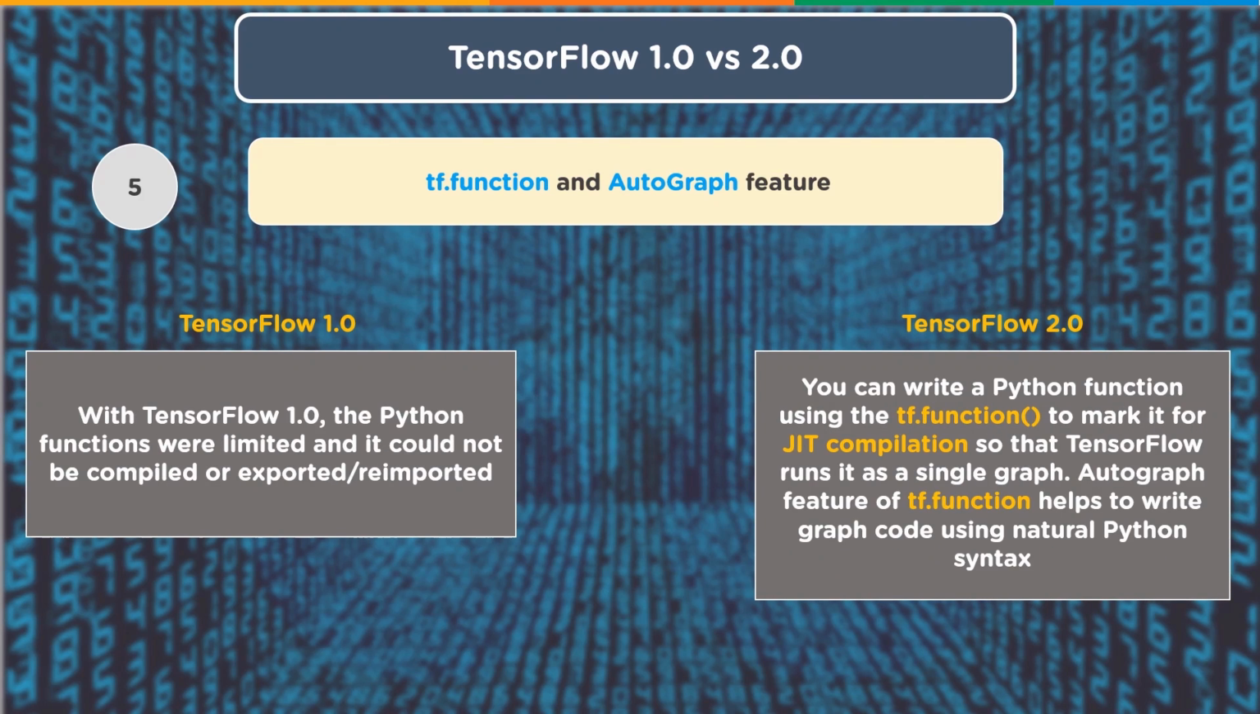And then we have our TF function and autograph feature. In the old version, TensorFlow 1.0, the Python functions were limited and could not be compiled or exported and re-imported. So you were continually having to redo your code, and you couldn't very easily just put a pointer to it and say, hey, let's reuse this. In TensorFlow 2, you can write a Python function using the TF function to mark it for JIT compilation, so that TensorFlow runs it as a single graph. The autograph feature of TF function helps to write graph code using natural Python syntax.